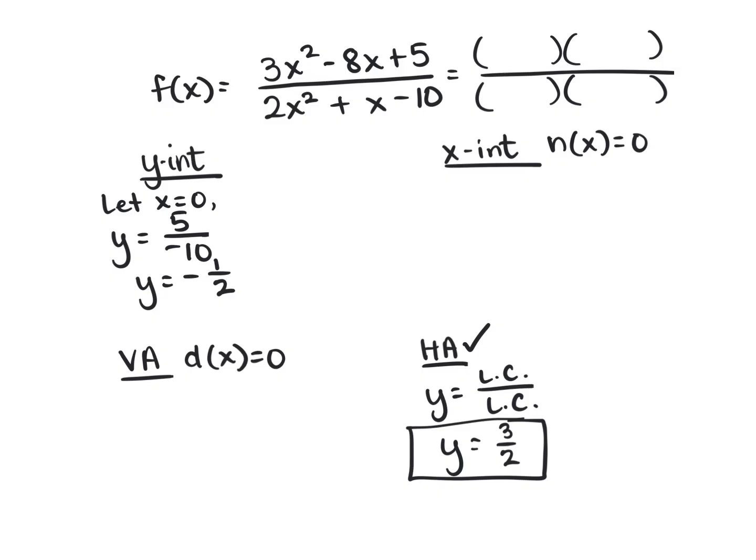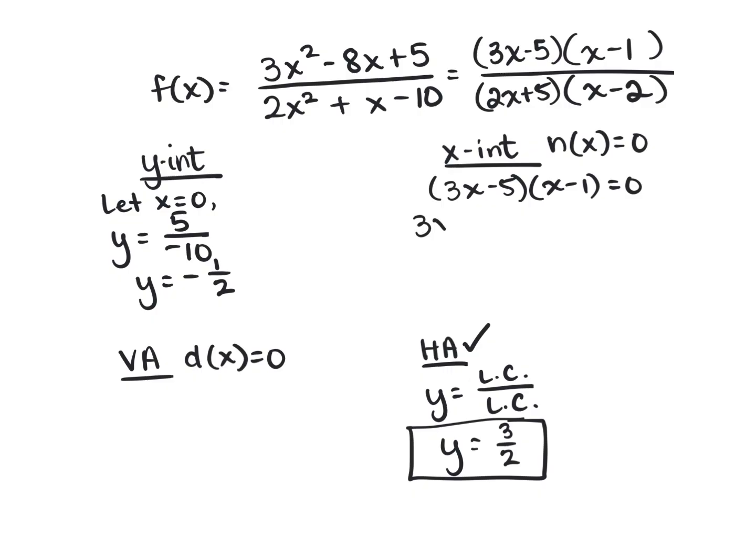Again, I'm not going to walk through the steps of factoring these, but my top factors into 3x minus 5 and x minus 1. And the bottom factors into 2x plus 5 and x minus 2. Now, because there are no factors to worry with, then I can jump straight into setting my numerator equal to 0. So that gives me 3x minus 5 times x minus 1 is equal to 0. So that gives me 3x minus 5 is equal to 0. And then x would be equal to 5/3. So that's one of my x-intercepts. My other is x minus 1 equals 0, so that gives me x equals 1.